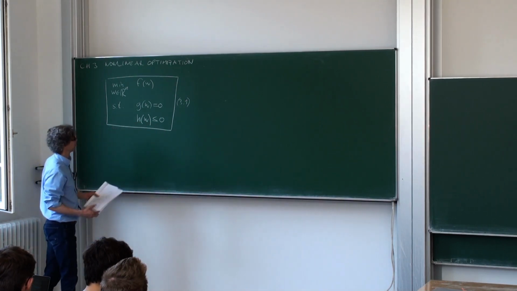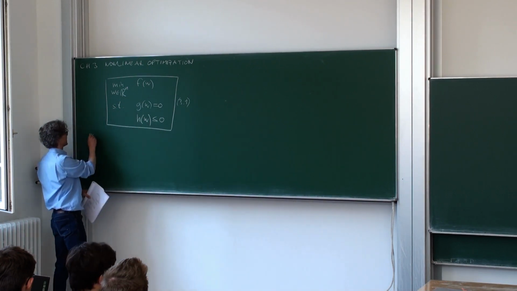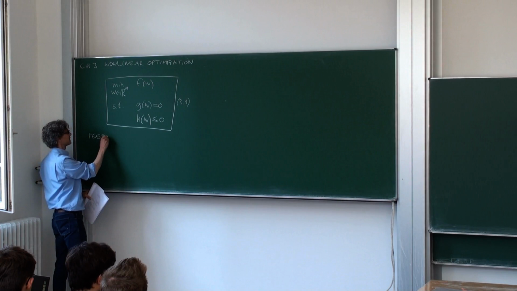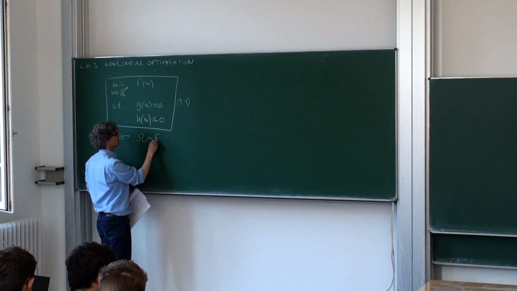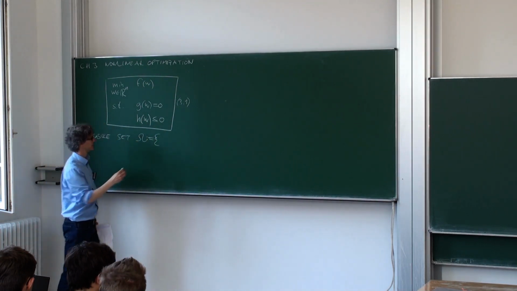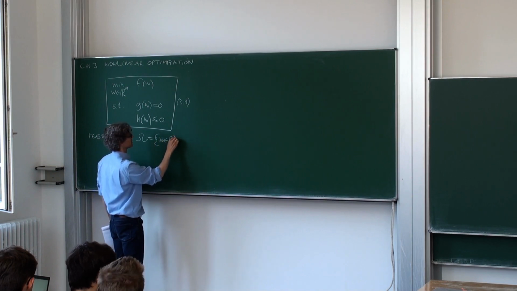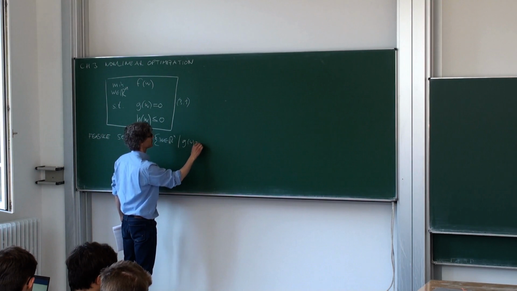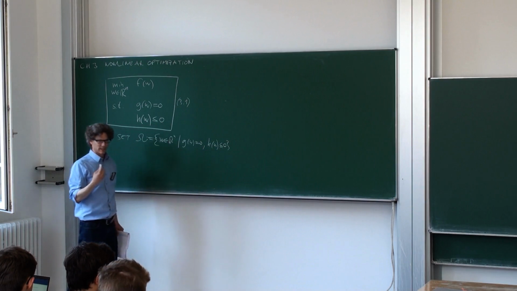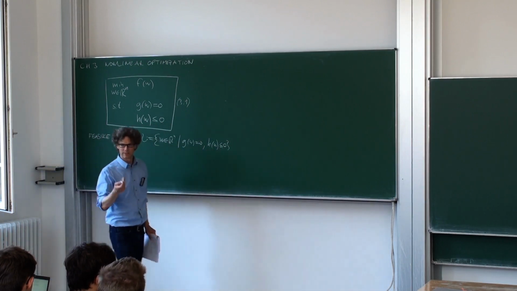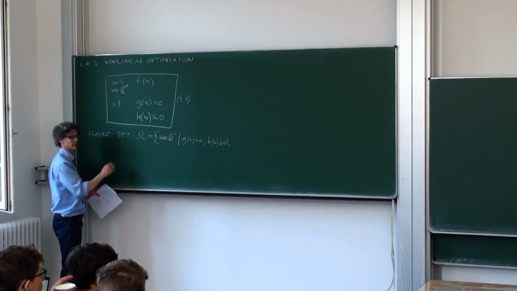So what is the task of minimization? It's finding the optimal point in the feasible set. So what is the feasible set? The feasible set is the set of all points that satisfy the equalities and inequalities. So it's the set of all W in R^n so that G of W is equal to 0 and H of W is smaller than 0. And then, based on the feasible set, you can define the global optimizer, which is the best minimal point among all points in omega.